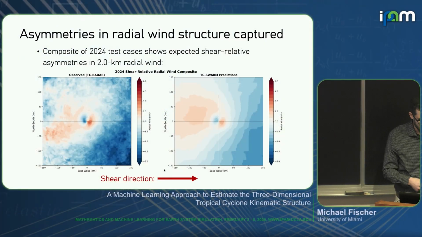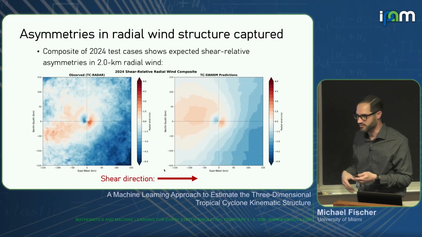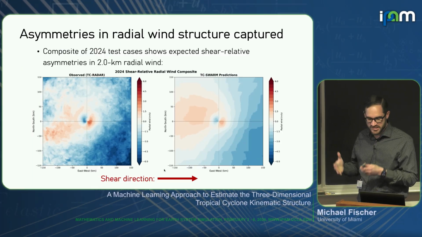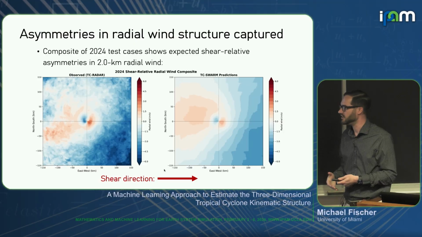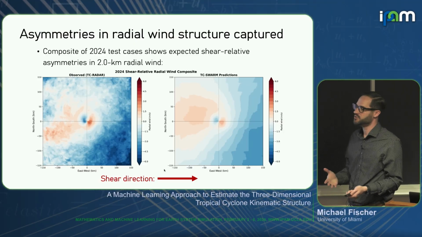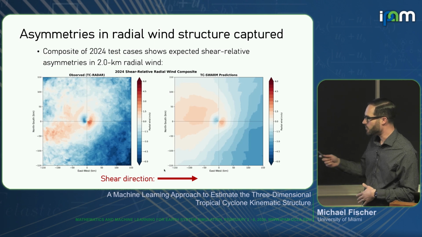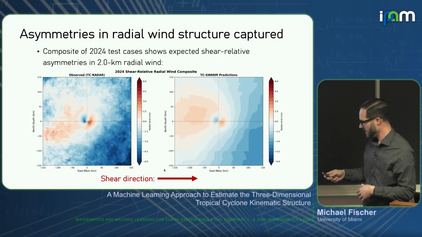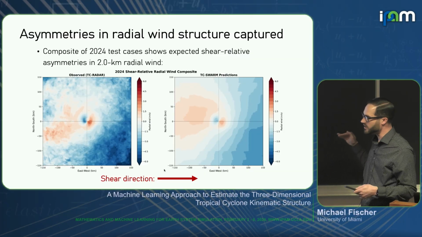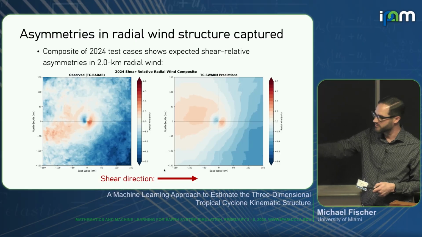What about other physical aspects of tropical cyclone structure? Is it just predicting this mean state all over the vortex? Are we seeing asymmetries in the wind field that are related to physical phenomena that we would expect to see? One of the main drivers of asymmetries in a hurricane is the vertical wind shear. In this case, these are composites of the full 2024 test case where shear is pointed to the right side. And this is the radial wind. Blue colors show wind going towards the center of the vortex. Red colors show wind moving away from the center of the vortex.